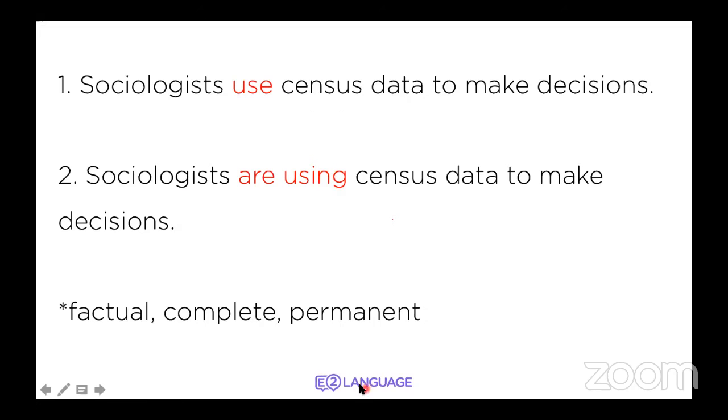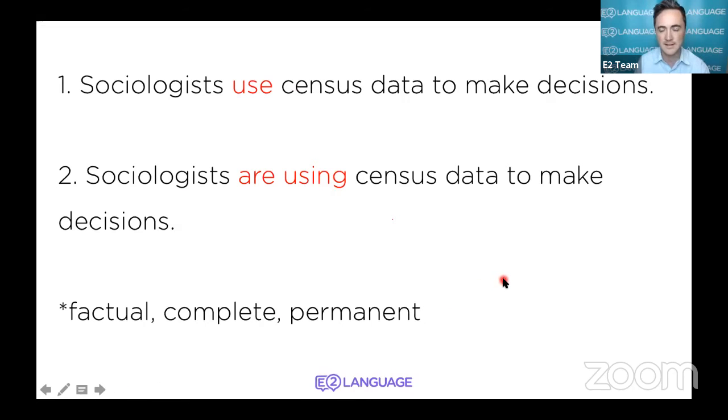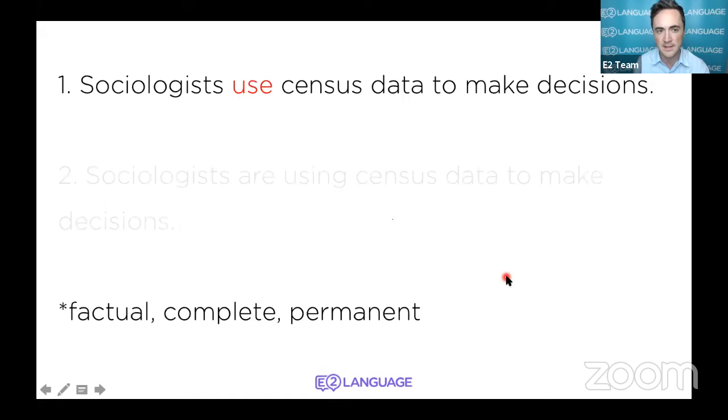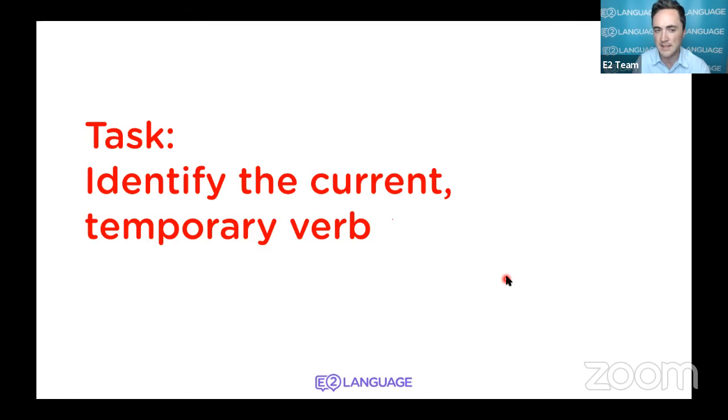Cool. Too easy. Yes, the factual, complete, and permanent verb here is that sociologists use census data to make decisions. This is something that, well, it's a fact, it's complete, it's permanent. Good. Let's do the opposite one. Please identify the current but temporary verb.